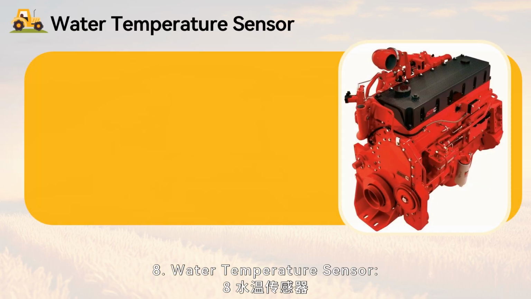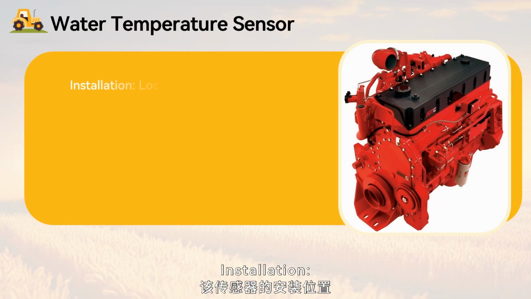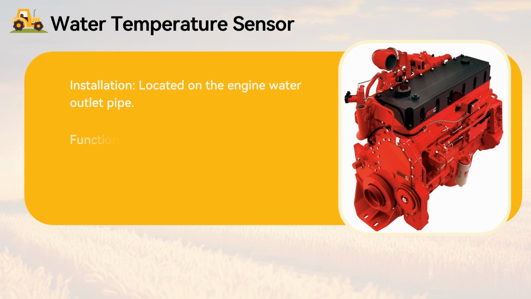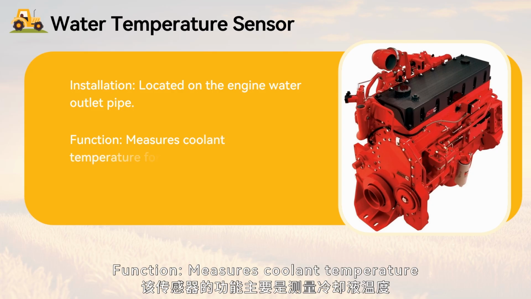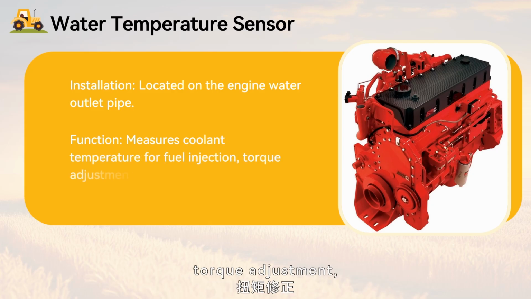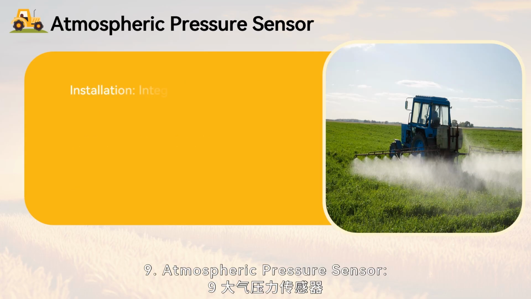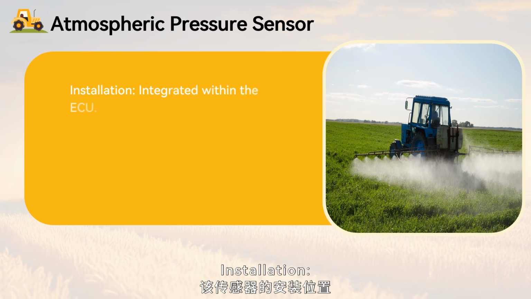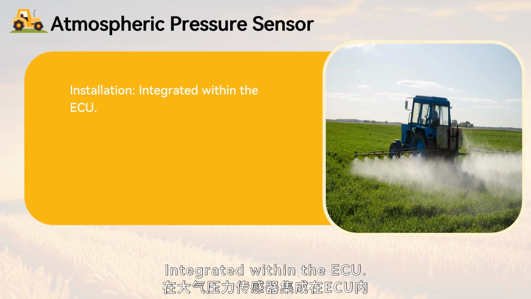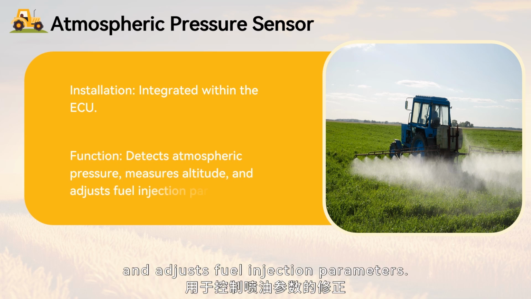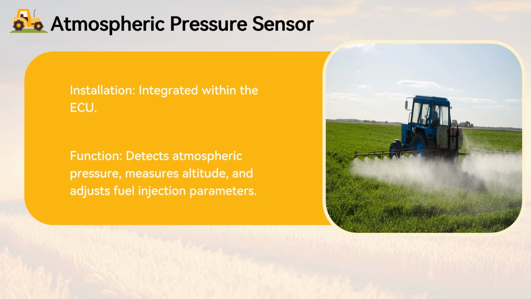8. Water temperature sensor. Installation: located on the engine water outlet pipe. Function: measures coolant temperature for fuel injection, torque adjustment, rail pressure correction, and thermal protection. 9. Atmospheric pressure sensor. Installation: integrated within the ECU. Function: detects atmospheric pressure, measures altitude, and adjusts fuel injection parameters.